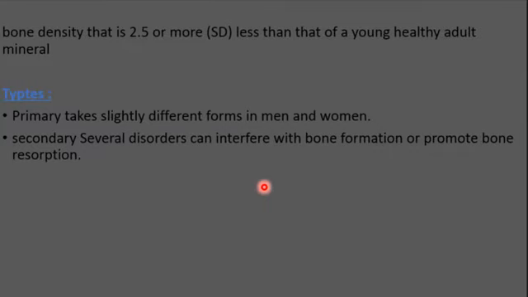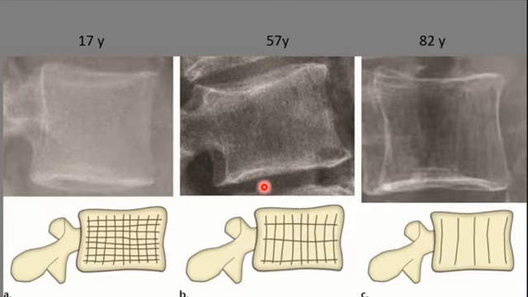So in types you have primary and secondary. And in primary we have two types. We said postmenopausal and senile. While the secondary is due to other causes such as Cushing syndrome. I'm not going to detail this.